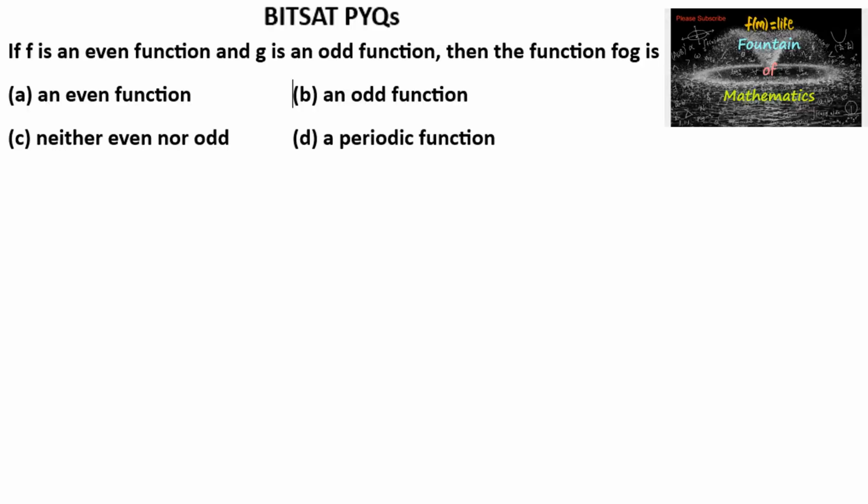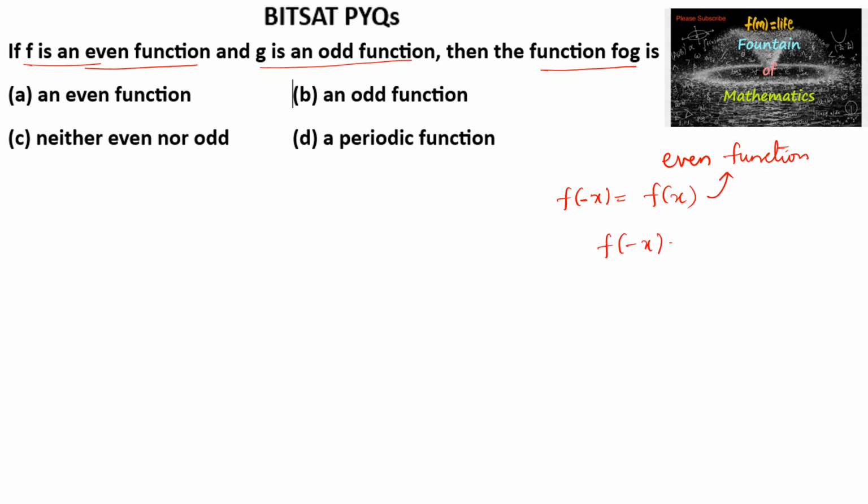If f is an even function and g is an odd function, then the function f circle g is given. So first let us see the even function and odd function definitions. If f of negative x is equal to f of x, we can consider the function as an even function. And if f of negative x is equal to negative of f of x, then we can consider it as an odd function.